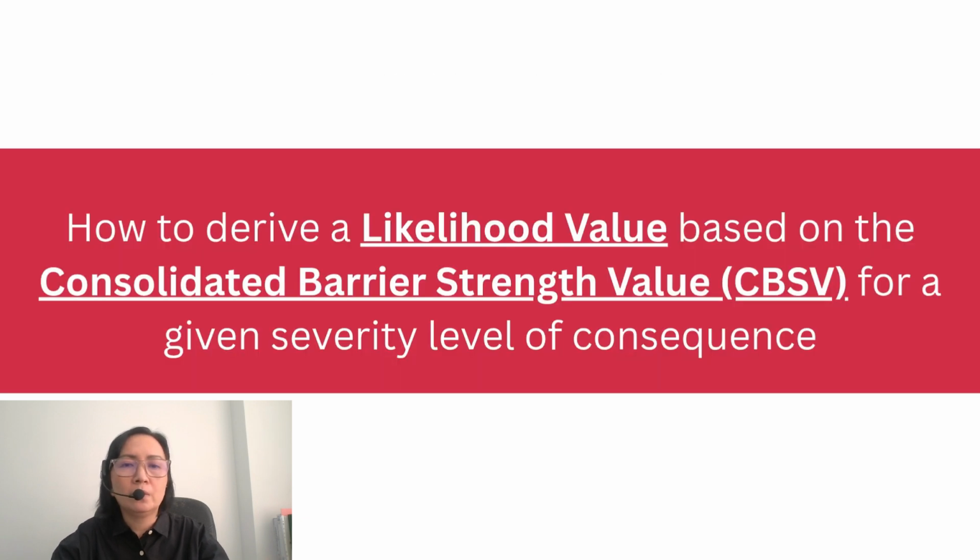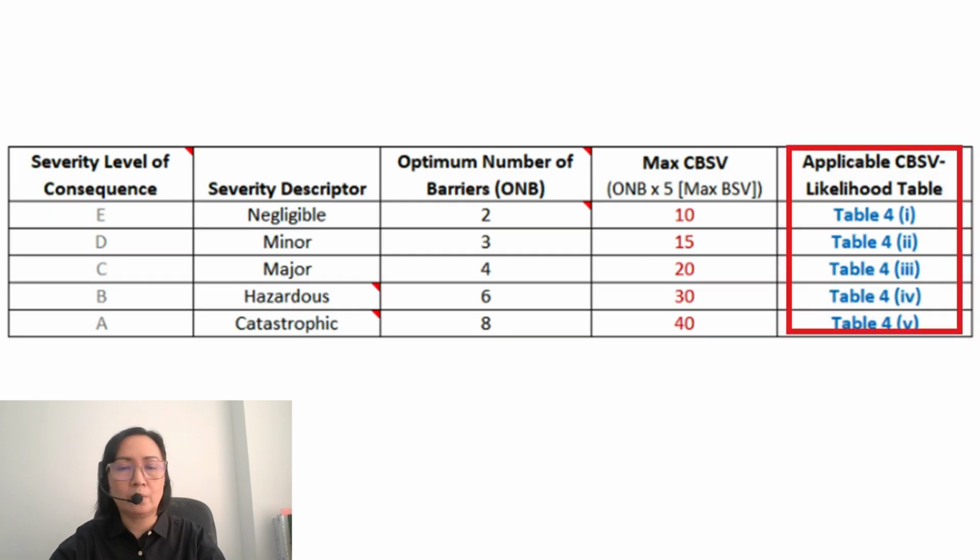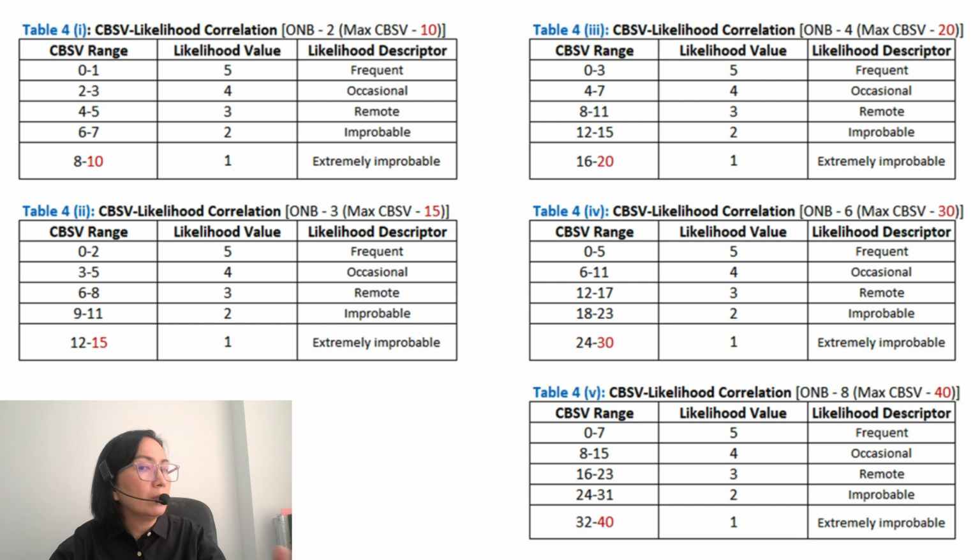Next, we talk about how to derive a likelihood value based on the Consolidated Barrier Strength Value, CBSV, for a given severity level of consequence. We saw this table earlier where the last column is the applicable CBSV likelihood correlation table, meaning if you got any of the severity levels of the consequences, the applicable CBSV for likelihood will also follow through. So here are the tables, from table 4I to 4V. Each of the tables has ONB and max CBSV.